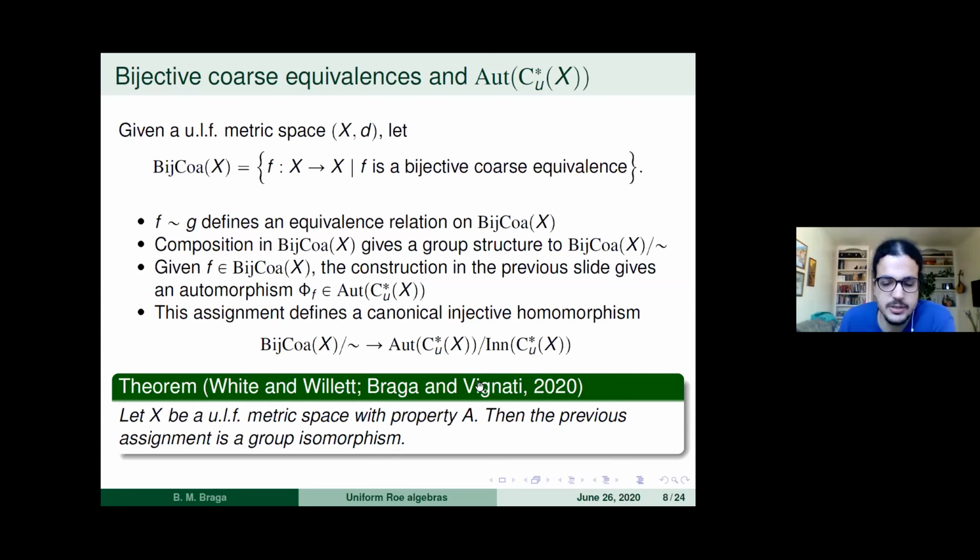This is only going to appear in this forthcoming paper, but I would claim that this is a very simple consequence of a result of White and Willett. That's why I'm putting their name here. Okay, so you also have this very nice relation between the geometry of X and the uniform Roe algebra of X.